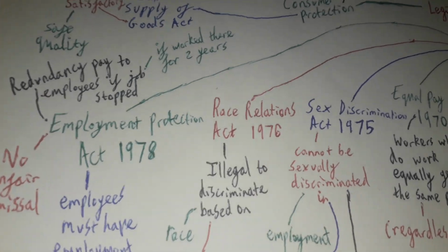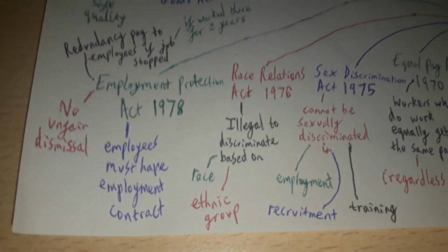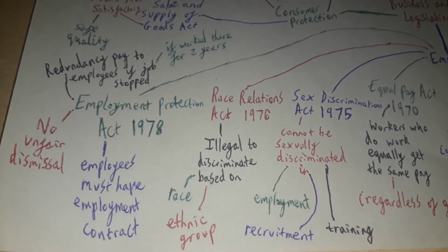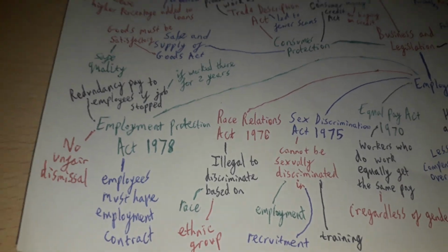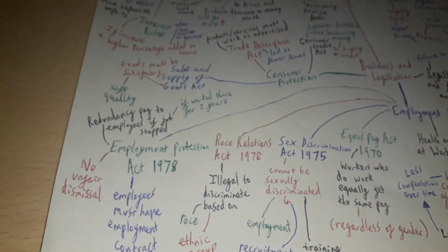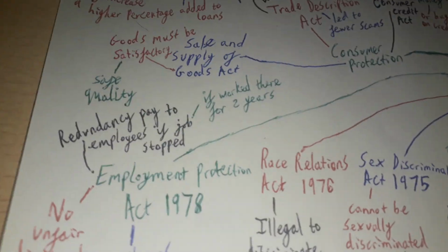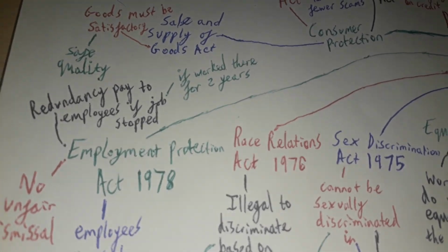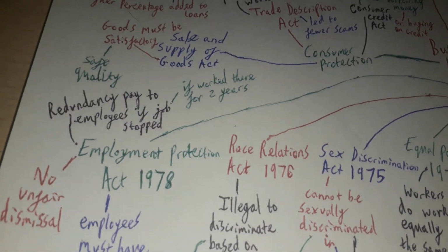Next is the Employment Protection Act of 1978, which meant that employees must have an employment contract, and this would help avoid unfair dismissal. So if they have a contract, they are promised this much money for this much work. They can't be messed about, basically. Also, redundancy pay had to go to employees if their job had been stopped if they'd worked there for 2 years, which would, of course, lead to more pay from the business.